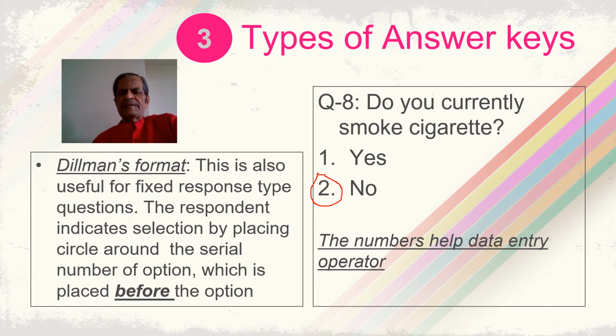So this makes the data entry very easy for the computer operator. He is not supposed to make the entries yes and no and make spelling mistakes every time, but he has to make the entry in the form of numbers only, and these numbers which are used in the answer keys are called codes. And in the Dillman's type of answer key, the codes precede the response in the form of text.